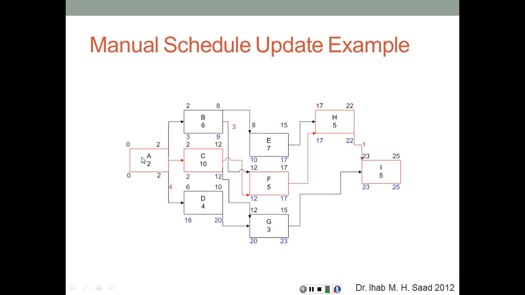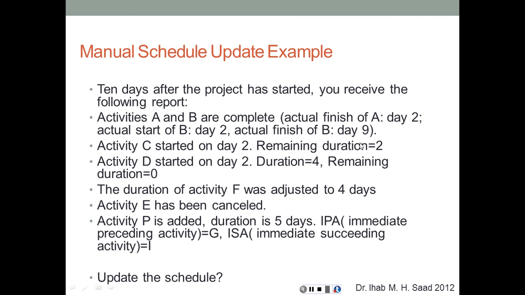We're going to exercise in class on manual schedule updates, and we're going to have an assignment or an example, solved example on that as well. So, for example, 10 days after the project has started, you receive the following report. This is a typical report that you may get from the site to tell you about the progress of the project.